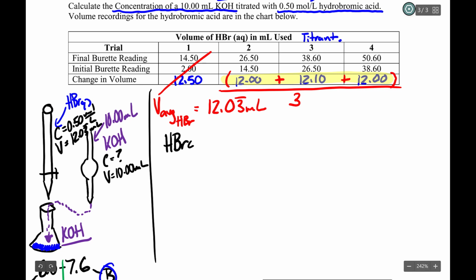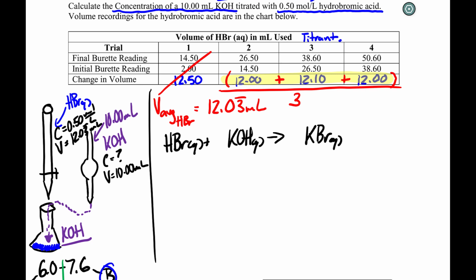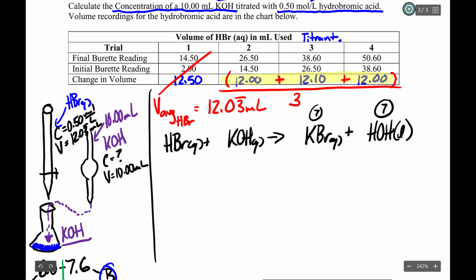So HBr aqueous plus KOH, double replacement, K replaces the H to give us KBr aqueous. Group 1 metal cation with a conjugate base of a strong acid, pH would be 7 of that. And then I have H and OH, or HOH, which is water, pure water, is going to be 7. My equivalence point is going to be at 7.